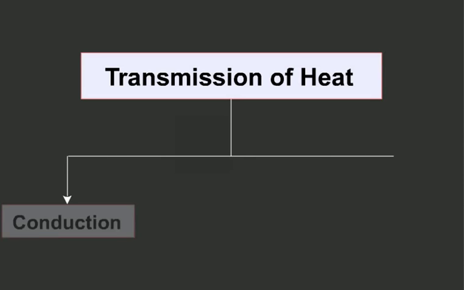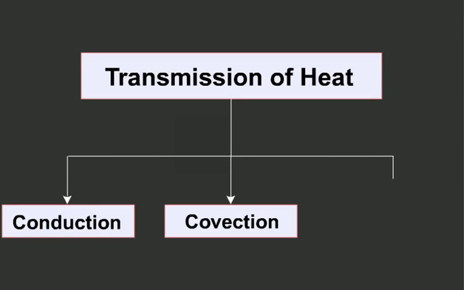Students, there are three different ways by which heat can be transferred from one point to the other point. They are conduction, convection, and radiation.